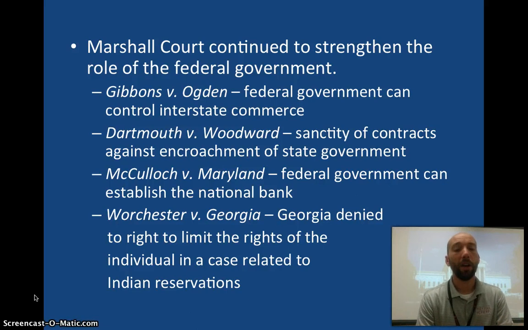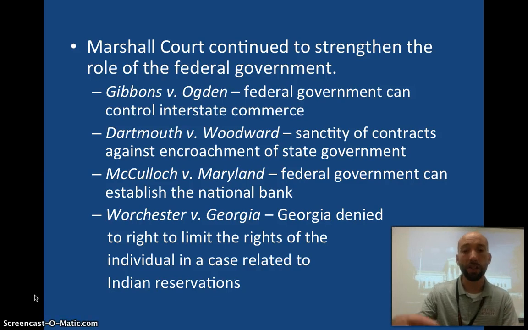McCulloch versus Maryland said the federal government can establish the national bank and states cannot tax that national bank. And then Worcester versus Georgia is a really interesting one, because it is about the Native Americans, the Cherokees in particular, in Georgia. And it said that Georgia couldn't limit the rights of individuals in a case related to Indian reservations. So basically they couldn't take away the Native Americans' rights on those reservations.